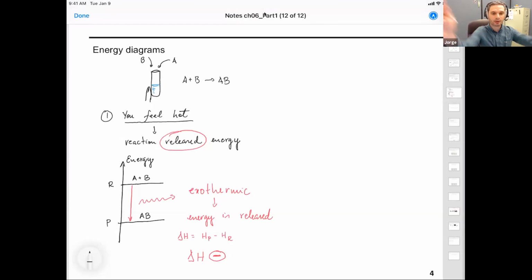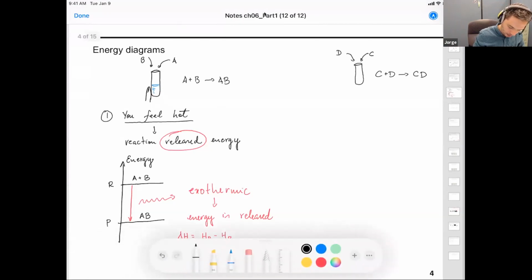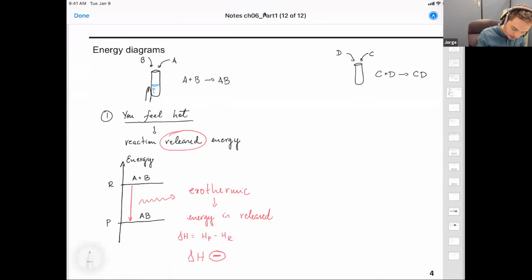Okay, so now let's see a second example. Let's go back to our test tube. Now we are going to mix C and D, and the reaction between C and D is going to produce one single product that I'm going to baptize as CD.